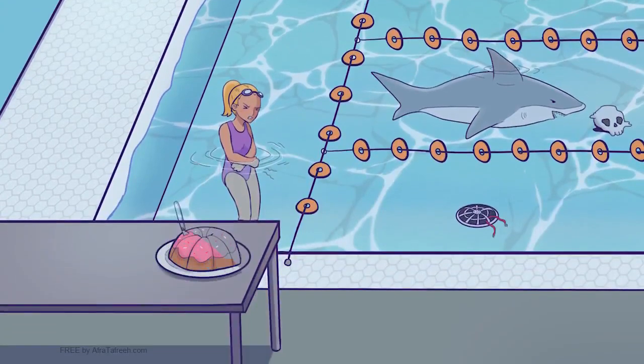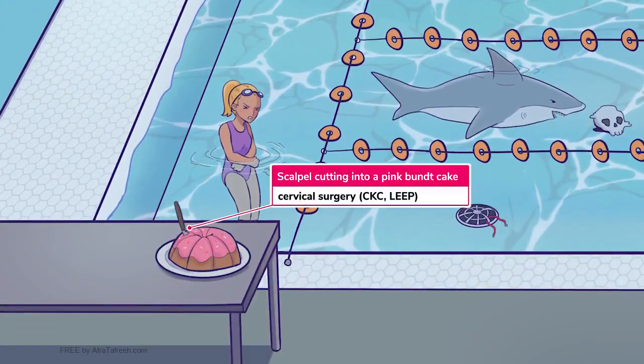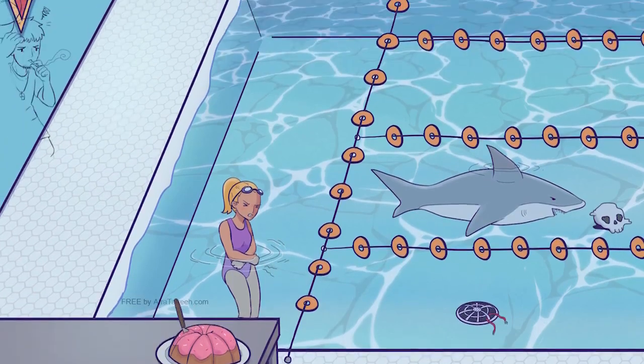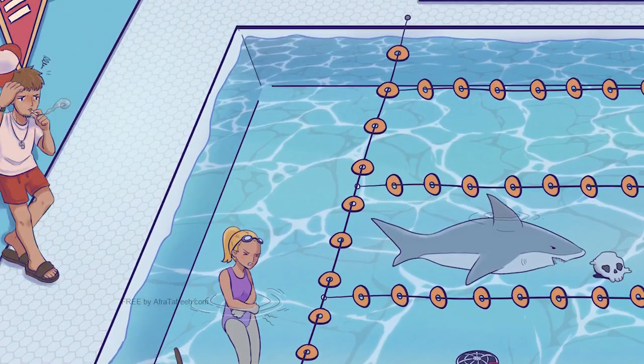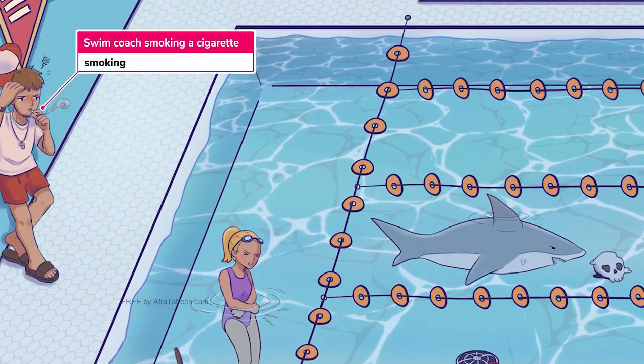Prior cervical surgeries, such as LEEPs and cold knife conization of the cervix, also increase the risk for preterm labor. We'll represent cervical surgery with this knife cutting into the pink cervix shaped bundt cake. A patient would have had one of these procedures if she has a history of cervical intraepithelial neoplasia due to HPV. In terms of a social history, cigarette smoking vastly increases the risk for preterm birth.